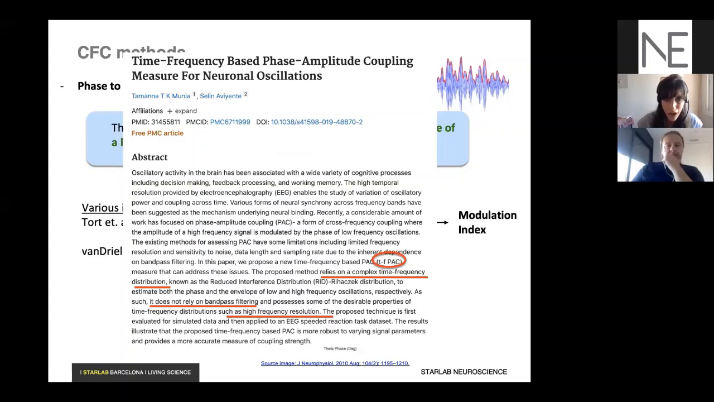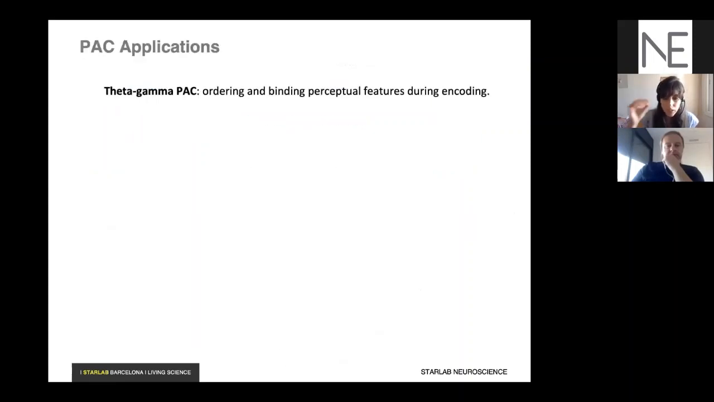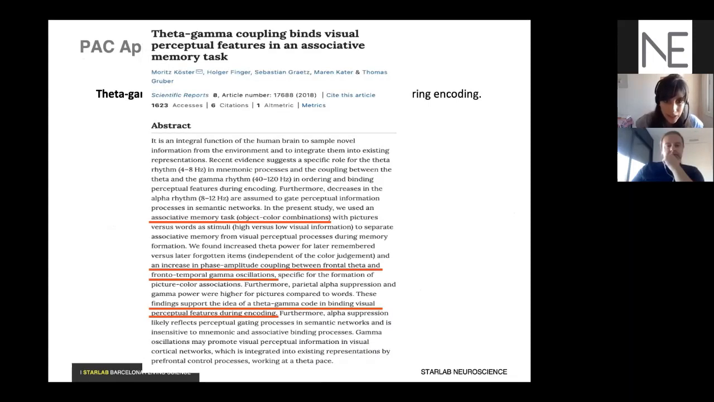Okay, so how are these applied to EEG signals, and what kind of intuitions can we get from applying this phase amplitude coupling? Over the years, one of the most common couplings between the low and the high frequencies was the theta to gamma PAC, which has been shown to be related to ordering and binding of perceptual features during encoding.